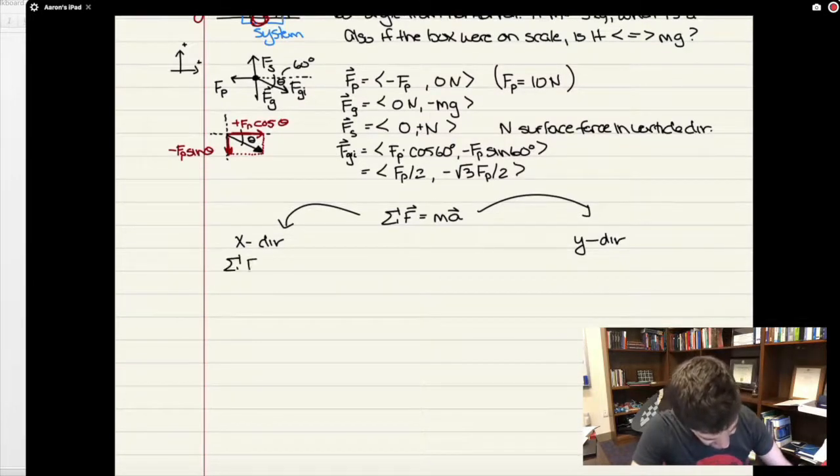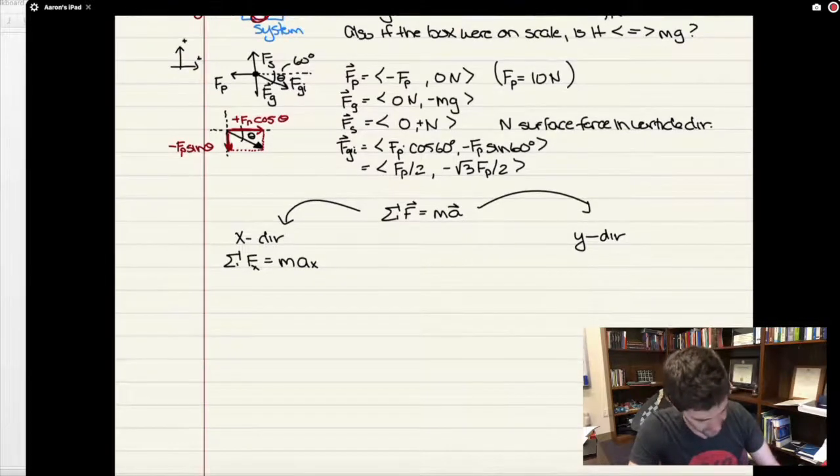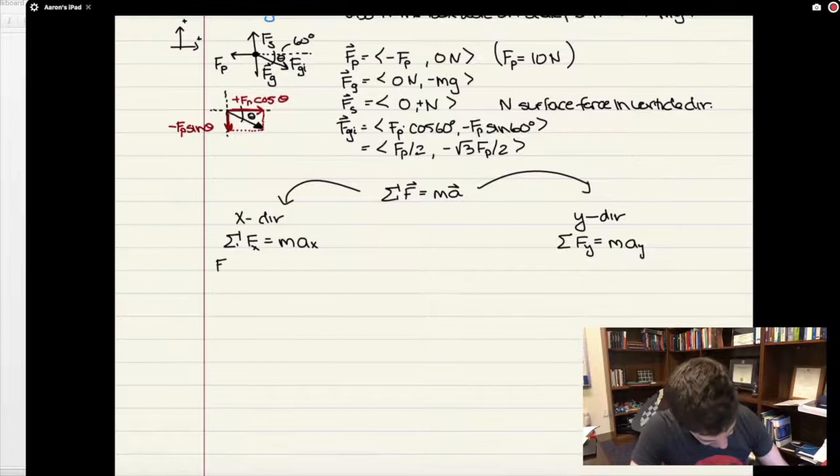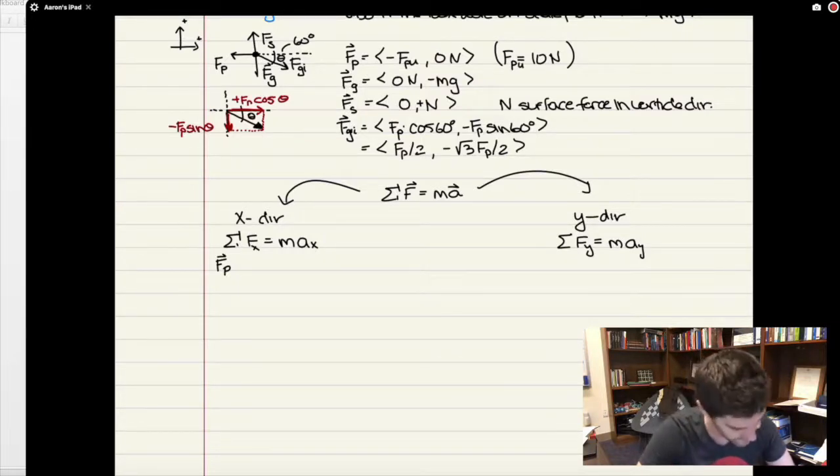So in the x direction, the sum of the forces in the x direction equals the mass of the box times the acceleration in the x direction. And in the y direction, the sum of the forces in the y direction equals the mass of the box times the acceleration in the y direction. Now I have 4 forces, so I can just add up all of them. So I have the force from, what did I call it? I guess from the person. Oh, I'm using F sub p twice. I'm so sorry. We'll call this PU for push. So that's PU.